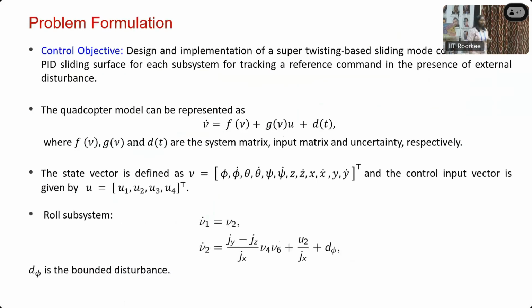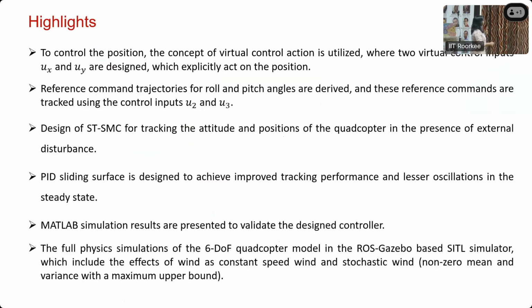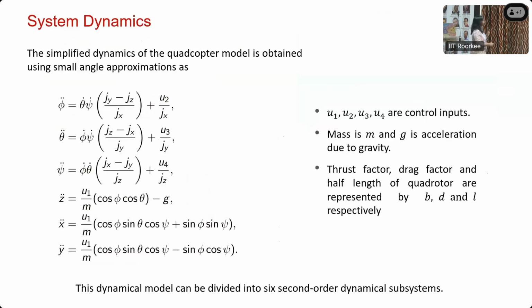As I was mentioning previously, we will look at each second order differential equation as a subsystem. If we consider the first second order differential equation, let me just go back and show you. So if I consider this equation, it tells you the dynamics for phi, which is the roll dynamics. Then we can design the control input U2 for making phi go to phi d. Similarly, we can treat this as a second subsystem, then third subsystem, and the fourth subsystem.